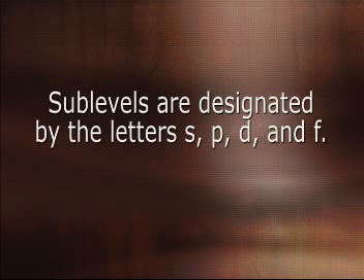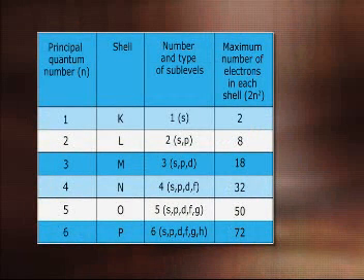For the atoms of the known elements, there are 4 types of sublevels, which are designated by the letters S, P, D, and F. The number of sublevels within each shell is equal to the numerical value of n. For example, the number of subshells in the shell for which n equals 1 is 1, and in the shell for which n equals 2 is 2, and so on. This table helps to illustrate the concept of sublevels within the atom.